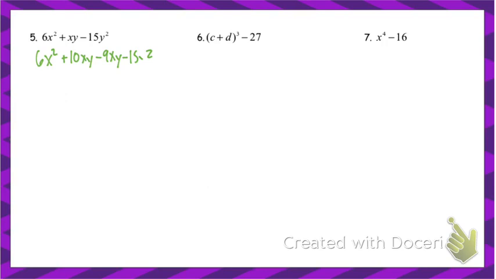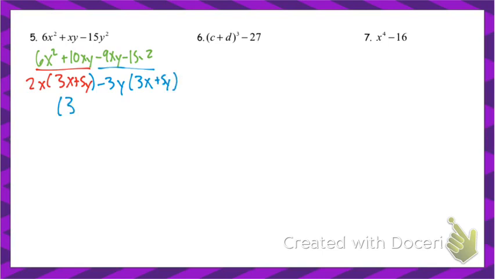So now I'm going to go ahead and do my grouping. So 2x comes out. I'm left with 3x plus 5y. Do the grouping on the next two. Minus 3y comes out. I'm left with 3x plus 5y. What's in the parentheses is my first factor. Everything else is my second factor.